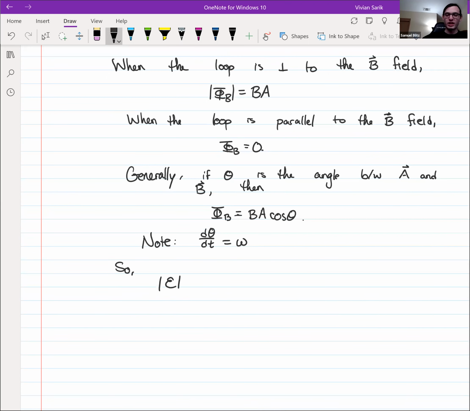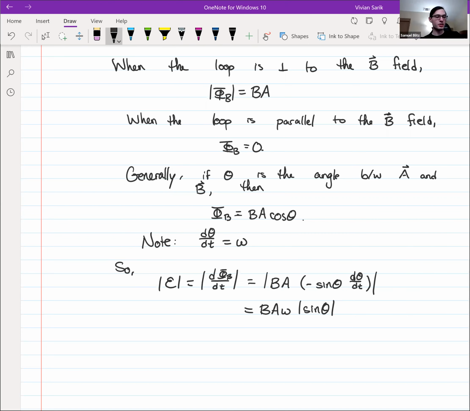The magnitude of the EMF is the magnitude of the rate of change of the flux. We already know the formula for the flux. A and B aren't changing. The only thing that's changing is the angle. And so we can evaluate this derivative using the chain rule. So this is BA times negative sine theta, d theta dt, which can be simplified to BA omega times the absolute value of the sine of theta.